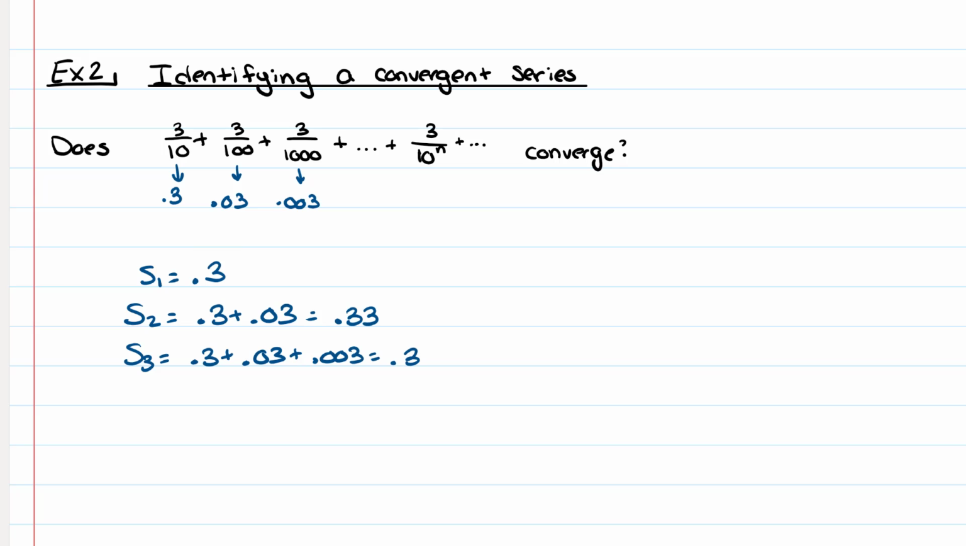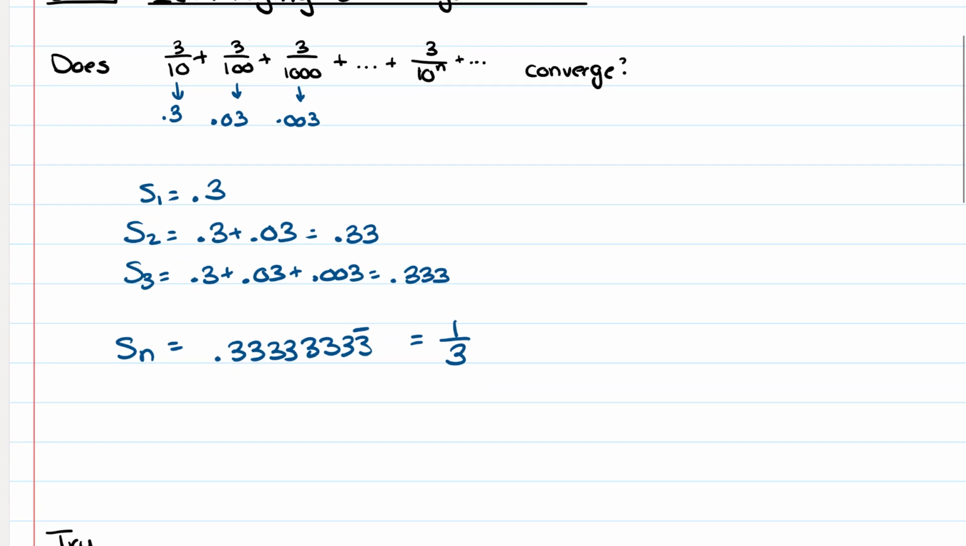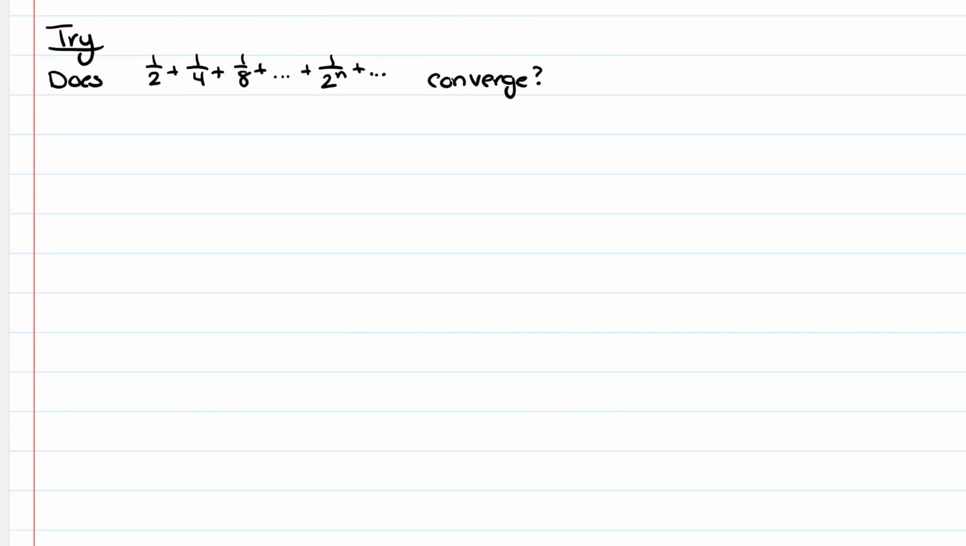The sum of the first three terms is 0.3 plus 0.03 plus 0.003, so I get 0.333. And if we kept going, if we did the sum of the nth terms, we would get 0.3333333 forever, which is 1/3. So because when we do our infinite series we get a number, 1/3, our series converges to 1/3. On your own, I want you to now try to see if this series converges or diverges, and if it converges, what does it converge to? So go ahead on your own and give that a try.